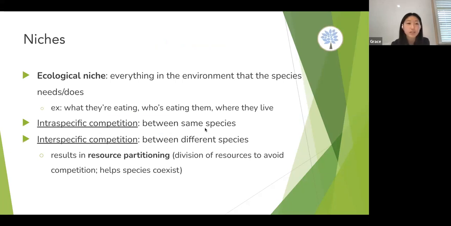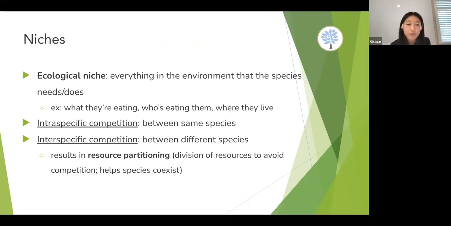So now let's move on to niches. An ecological niche is basically everything in the environment that the species needs or does. It's their role in the environment, essentially. It includes what they're eating and who is eating them and where they live.